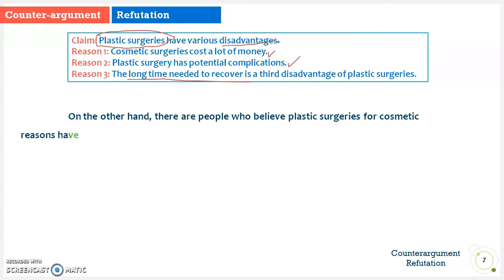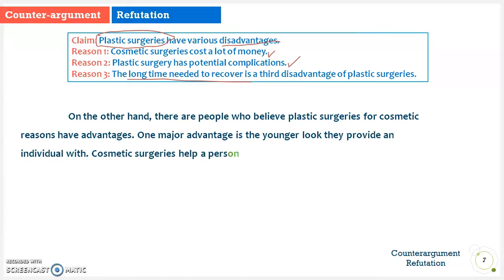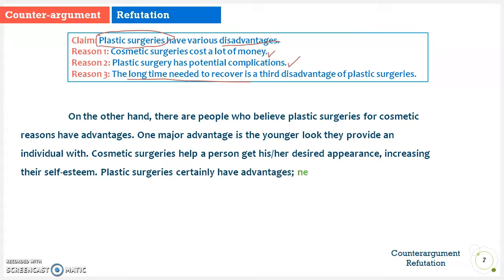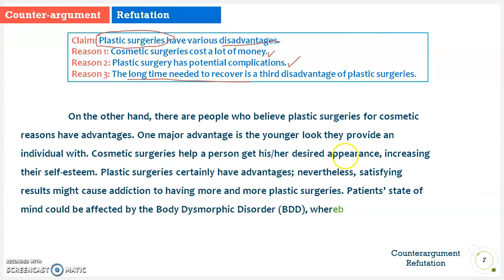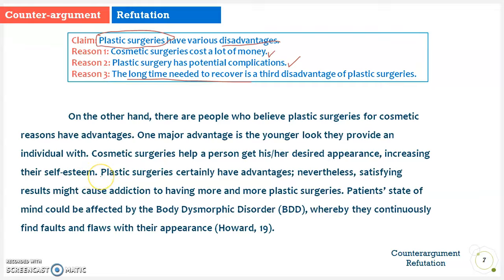On the other hand, there are people who believe plastic surgeries for cosmetic reasons have advantages. So here we have an opposite point of view. One major advantage is the younger look they provide an individual with. Cosmetic surgeries help a person get his or her desired appearance, increasing their self-esteem.